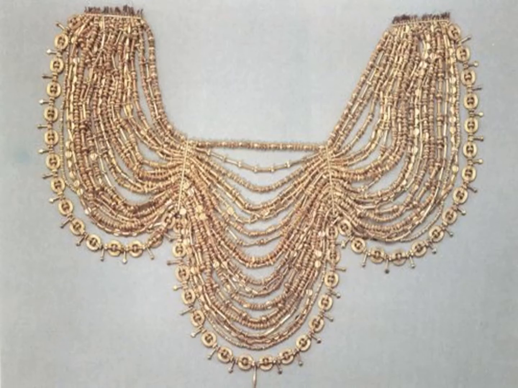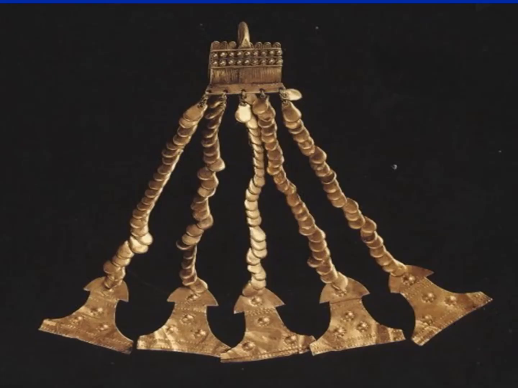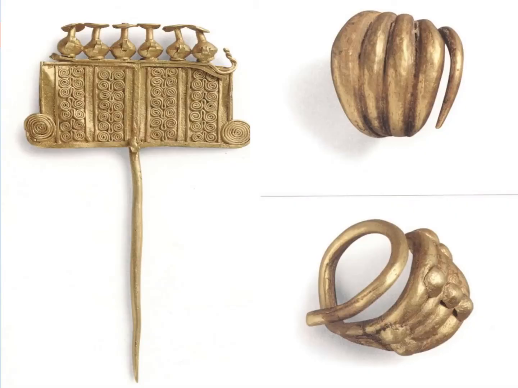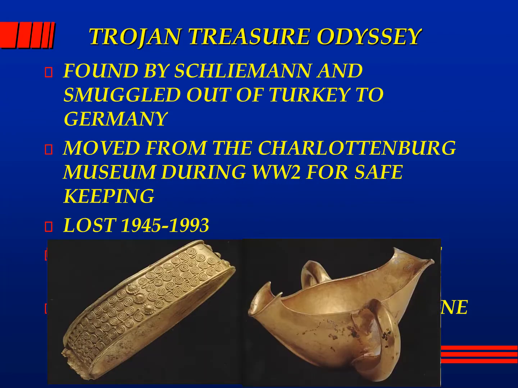The beautiful necklace, bracelet, gravy boat, beautiful earrings, and then a hairpin, and then the curly things are you curl your hair on those, so your head would be full of these little golden hair curlers. Well, here's a list of the travels of the Trojan Treasure. Found by Schliemann, smuggled out of Turkey to Germany. There it was put in the Charlottenburg Museum, and it stayed there until World War II broke out, because it's right next door to the Gestapo headquarters, so it was a target. So everything was boxed, microfilmed, and hidden everywhere.